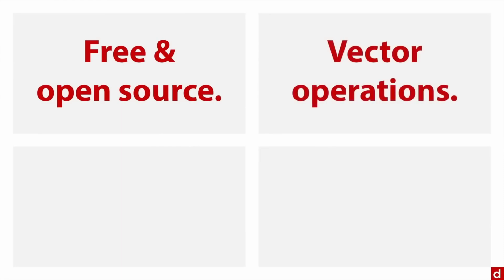Second, R is specially developed for vector operations. That means it's able to go through an entire list of data without having to write for loops to go through it. If you've ever had to write for loops, then you know that that would be kind of disastrous having to do that with data analysis.